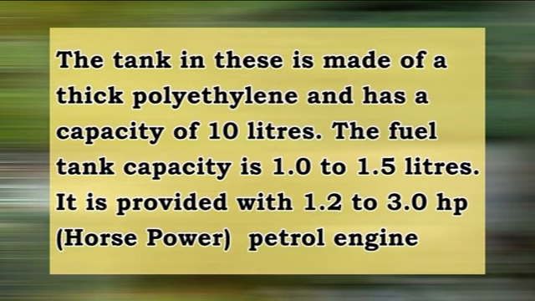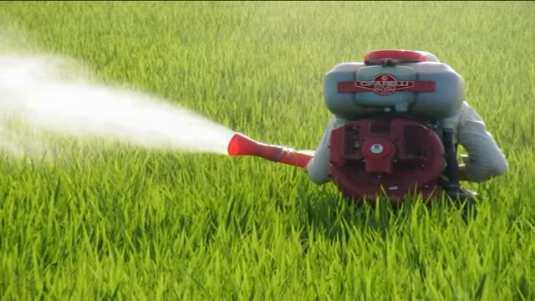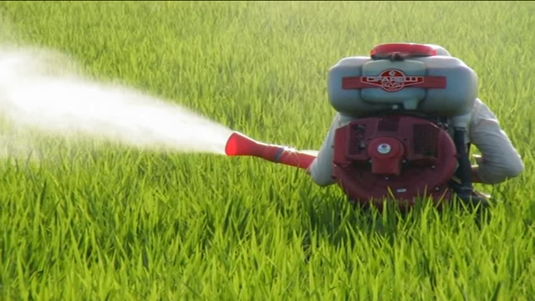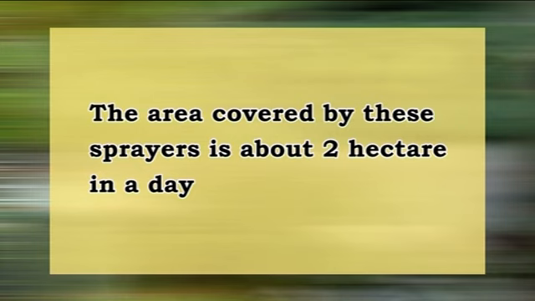The tank in these is made up of a thick polyethylene and has a capacity of 10 liters. The fuel tank capacity is 1 to 1.5 liters. It is provided with a 1.2 to 3 horsepower petrol engine. This can also be used for dusting, provided suitable accessories are fitted. The area covered by these sprayers is about 2 hectares in a day.